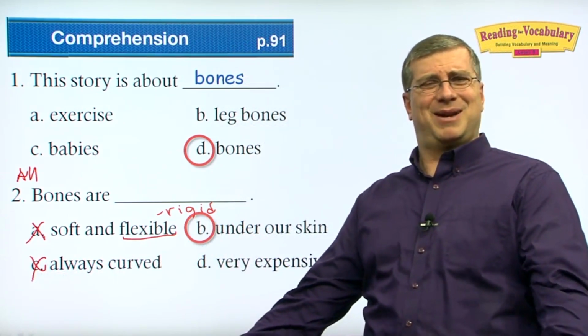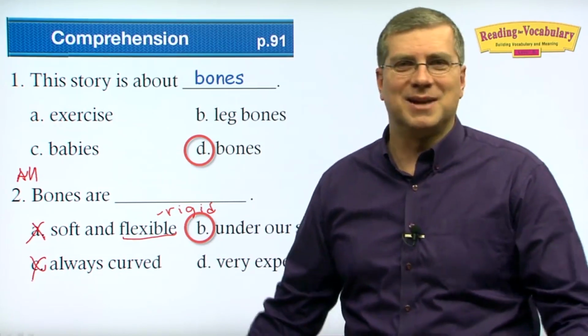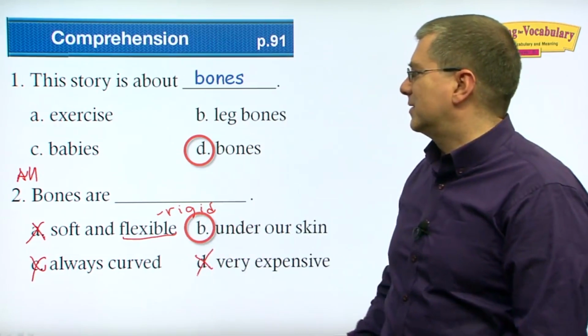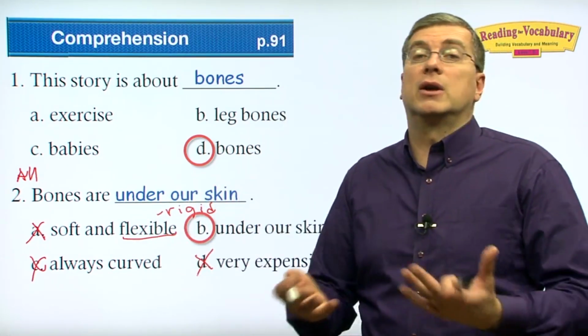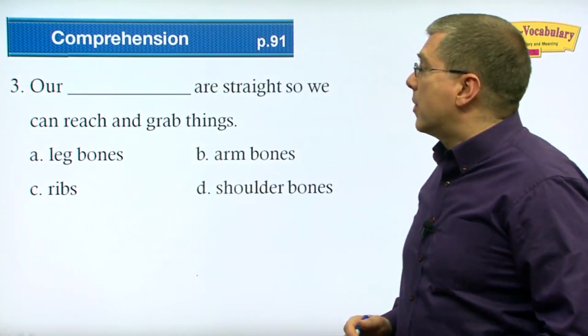What are they talking about? There's nothing in the passage about buying or selling bones, right? So that's very silly. Okay, so the right answer is B. Bones are under our skin, and all of our bones are under our skin. That's the correct answer.